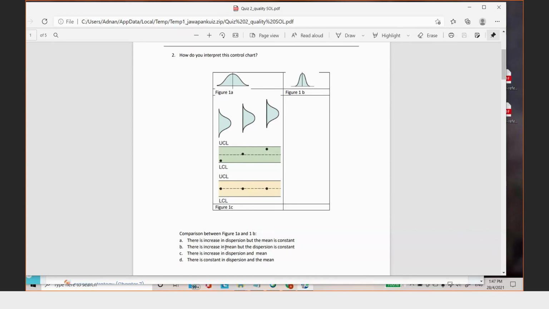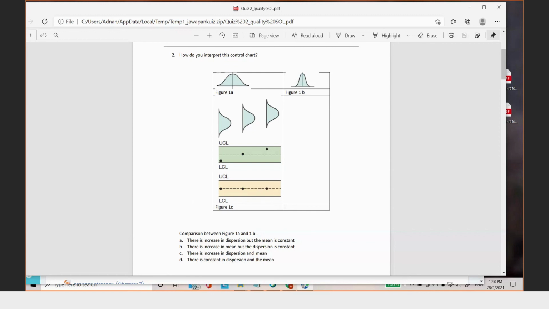Okay, dispersion is the spread. The spread here. Okay, you say A, there is increase in dispersion but mean is constant. Betul ke increase? Yang increase yang mana? A increase, but B, let's say if B is original, so A is increased. There is constant in dispersion and mean.